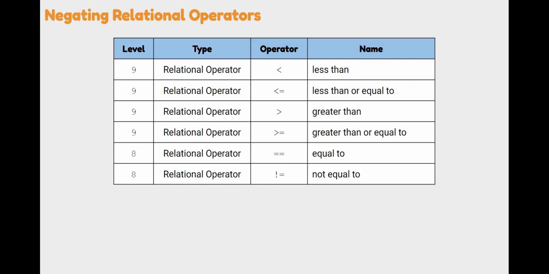Now, before we can negate relational operators, let's do a quick review and take a look at what our 6 relational operators are. 4 of those relational operators have a precedence level of 9. They are our less than symbol, our less than or equal to, greater than, and greater than or equal to. Our remaining 2 relational operators have a slightly lower precedence level of 8. That is our equal to operator, where we use 2 equal signs in a row, and our not equal to operator, where we use our not operator followed by the equal sign.